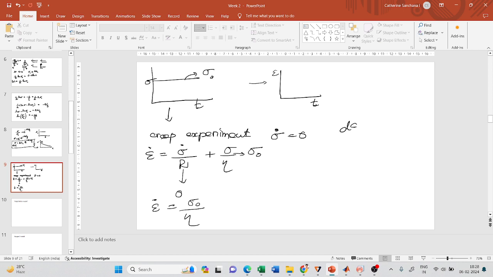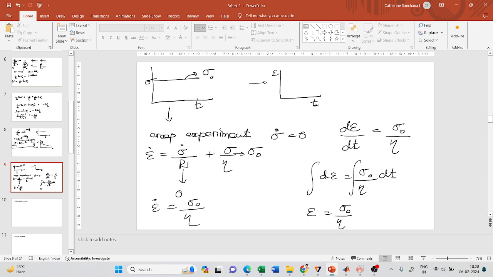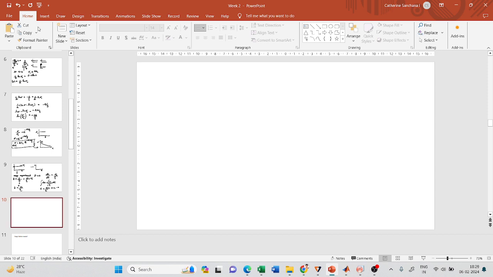Now I'm writing this epsilon dot as d epsilon by dt, which is equal to sigma naught by eta. Here also, let me separate the variables and integrate. So epsilon is equal to sigma naught by eta into t plus c, my integrating constant. To solve for this integrating constant, I need a boundary condition. So what will be the boundary condition here?